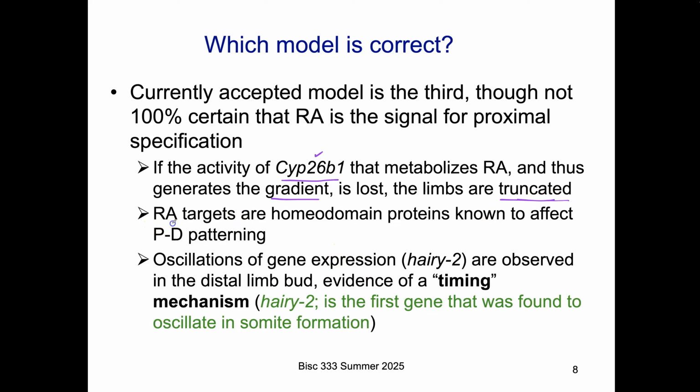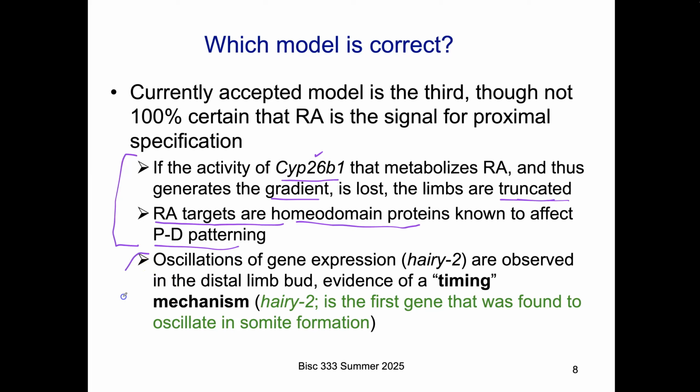And we know that the target genes of retinoic acid, which is a signal that activates gene expression, the homeodomain proteins that are targeted, are known to have an effect on proximal-distal patterning. So this isn't 100% certain, but it certainly is strong evidence.